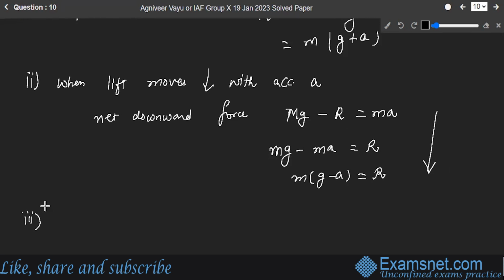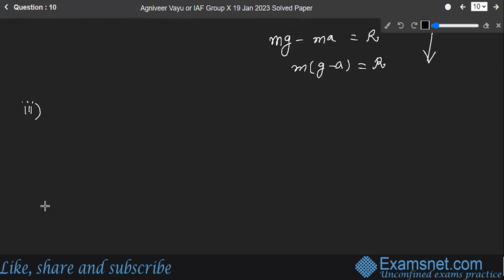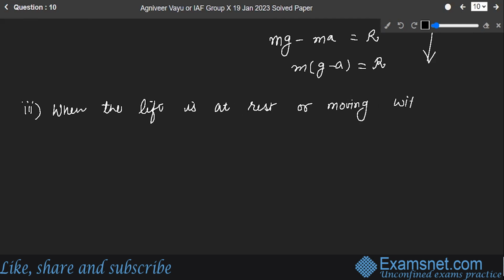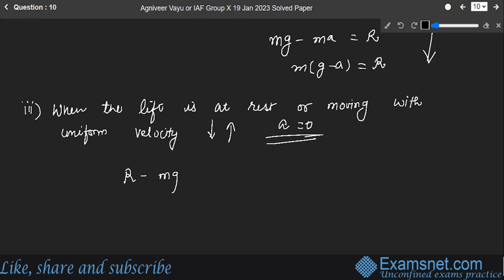Now, when the lift is at rest or is moving with uniform velocity, downward or upward, in this case your acceleration is equal to 0. So the net force will be given by R minus mg is equal to m into a, which is equal to 0.